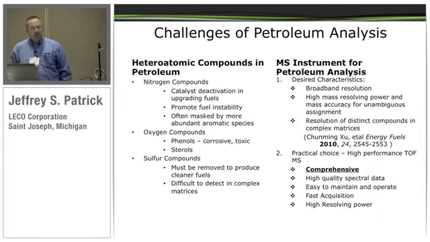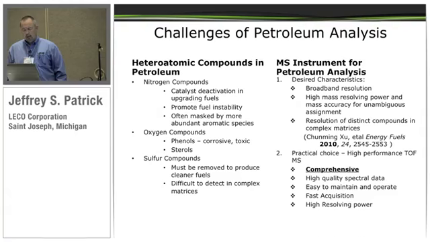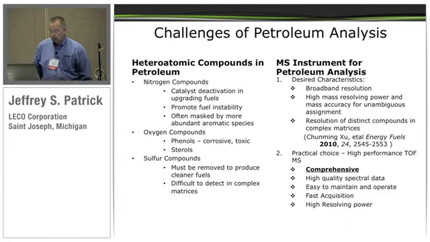What are the challenges? Well, just like it was with the CIDIUS, it's heteroatomic species. Nitrogen content, sulfur content, oxygen content. These all create problems for catalysis and processing. And so what's that translate to for the mass spec instruments and the platforms available? You need to have broadband resolution. You need to be able to resolve things at low M/Z and high. You need high resolving power, and you need to be able to resolve discrete compounds and leverage all of this for isotopic information. Practical choice, we think, is clearly high performance TOF.